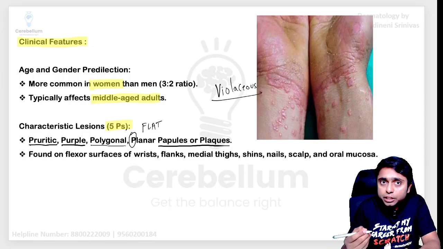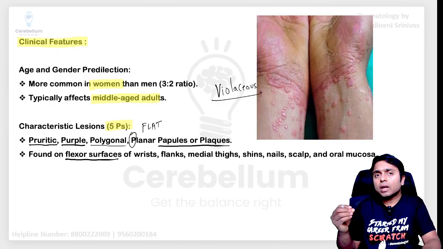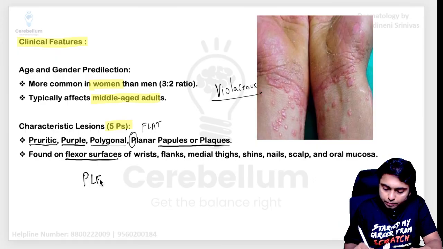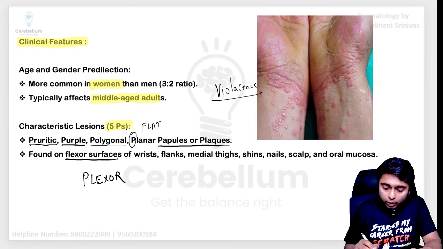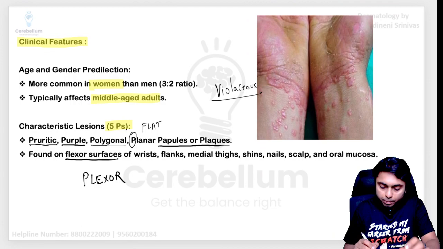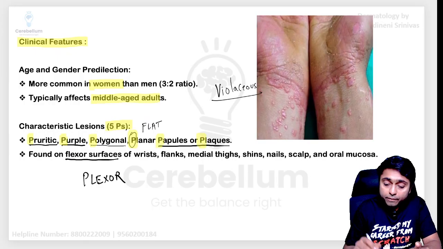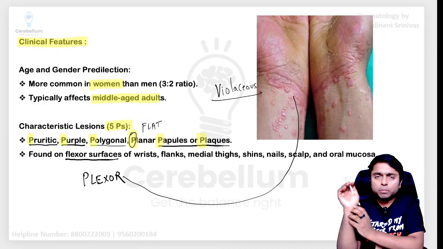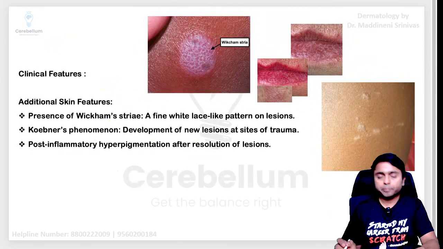And where are the lesions seen commonly in lichen planus? It is the flexor surfaces. So if you can remember flexor, there is one more P. So what are all the P's? Very important to remember. Pruritic, purple colored, polygonal, planar, that is flat, papules and plaques. And where are they seen? They are going to be seen mainly over the flexor aspect, as you are able to see over the wrist. So any flexor aspect, these lesions can be seen.